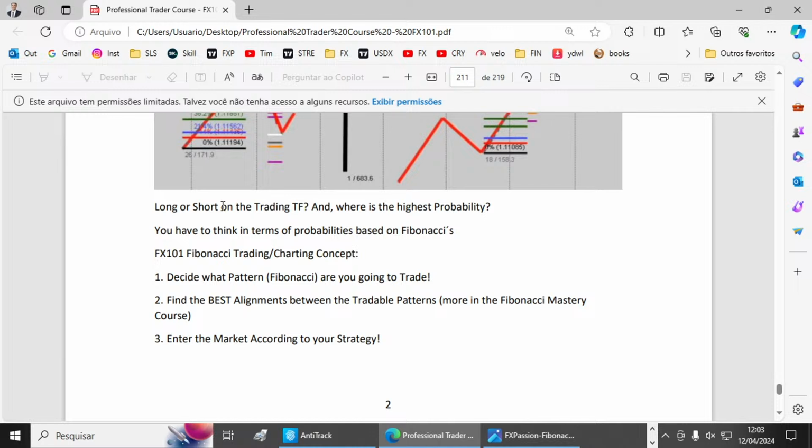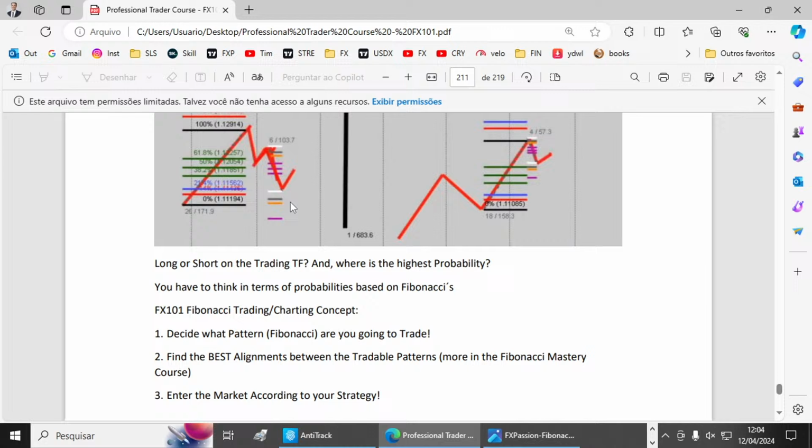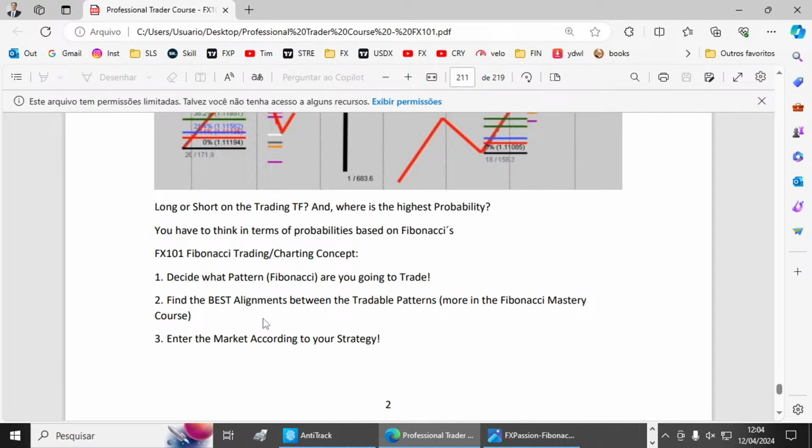So what we are learning, everybody, it's about the probabilities, all right? And it says you have to think in terms of probabilities based on Fibonacci's. It's Forex Course 101 Fibonacci trading charting concept. Number one, decide what Fibonacci pattern you are going to trade? Find the best alignments between the tradable patterns. More in the Fibonacci Mastery course, all right. Enter the market according to your strategy. So those are the 1, 2, 3, right? Those are the rules.